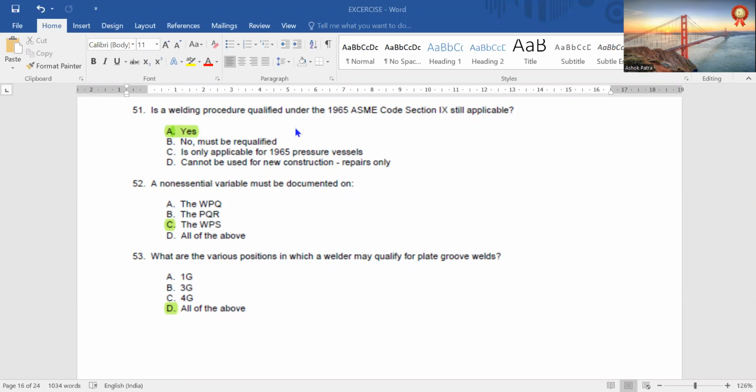51. Is the welding procedure qualified under 1965 ASME code section 9 still applicable? Yes. The non-essential variable must be documented on the WPS.